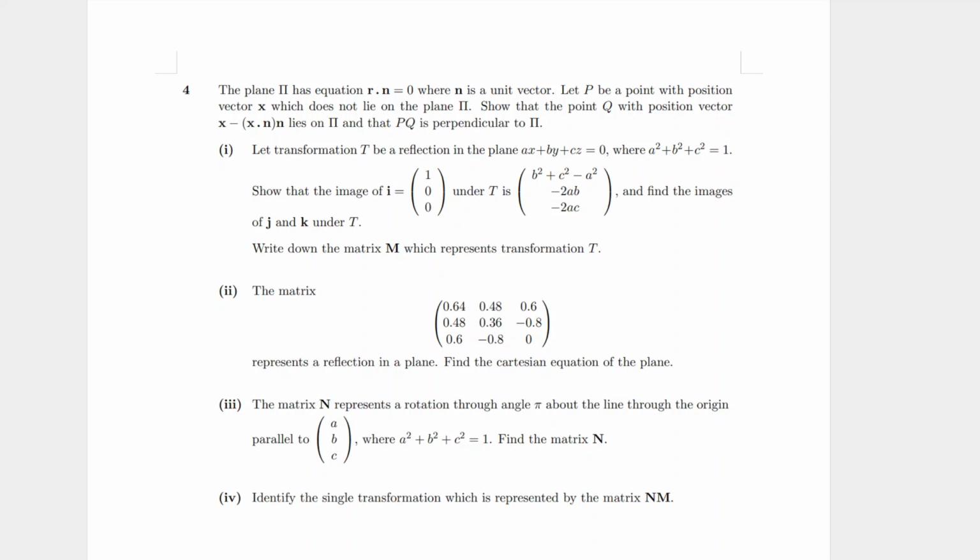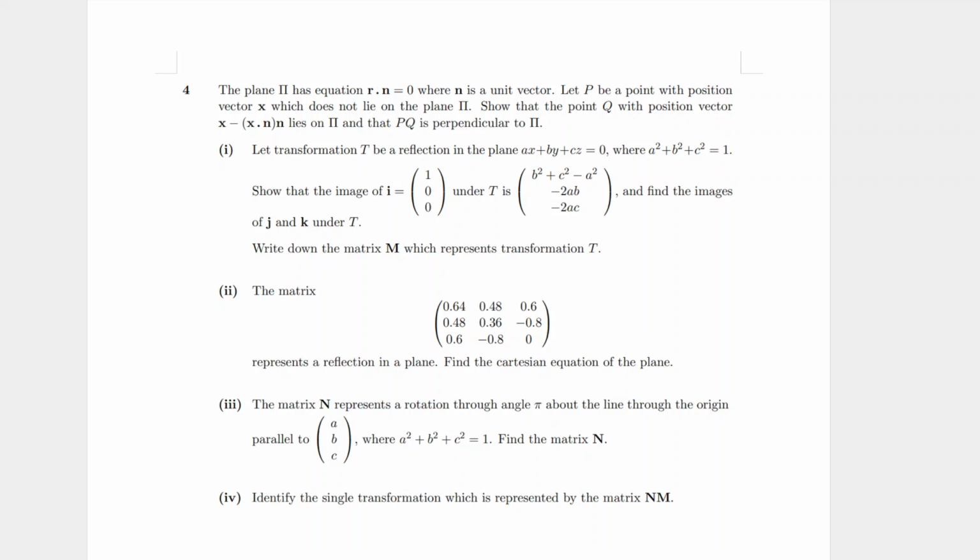So the plane Π has equation r dot n equals 0, where n is a unit vector. That is just to clarify the notation. Let P be a point with position vector x, which does not lie on plane Π. Show that point Q lies on Π, and that PQ is perpendicular to Π. This is quite trivial. Just do what you're told.